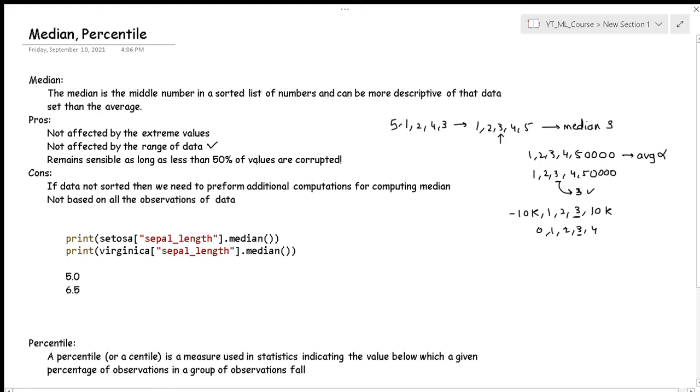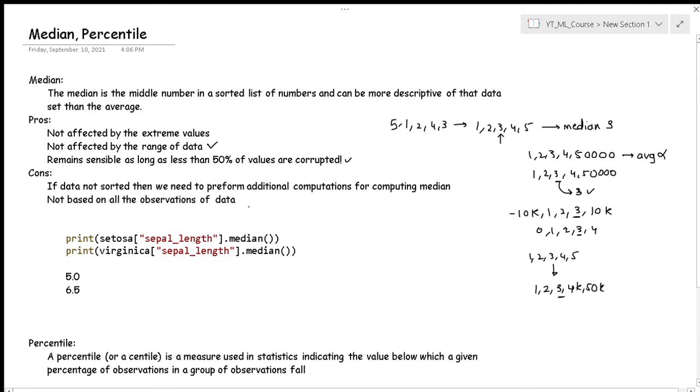Right? Now the very good thing is it remains sensible as long as less than 50% of values are corrupted, right? So if I have 1, 2, 3, 4, 5 and it got corrupted to 1, 2, 3, say 4k and 50k, still my median is 3, and it's pretty much right information. In case you had many thousands of values and just two values got screwed, right? So that's a very good thing about the median.